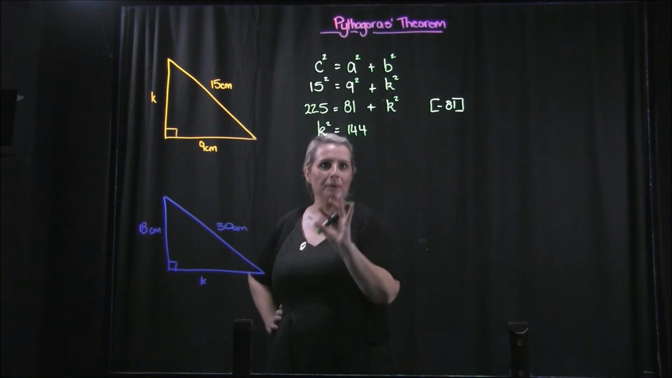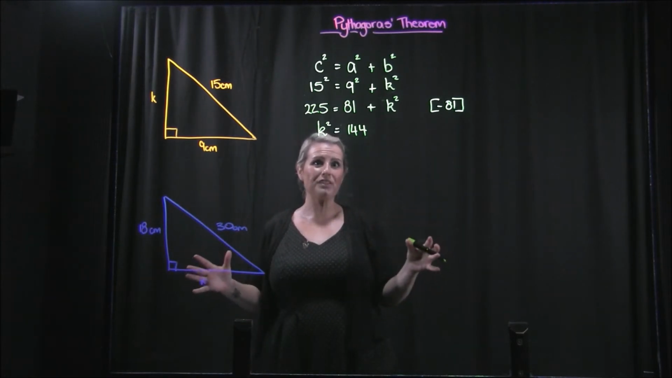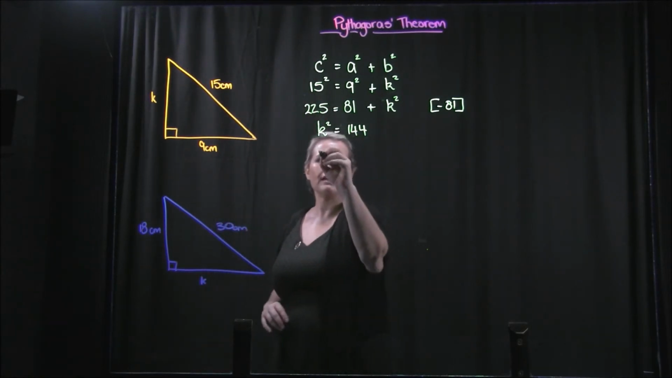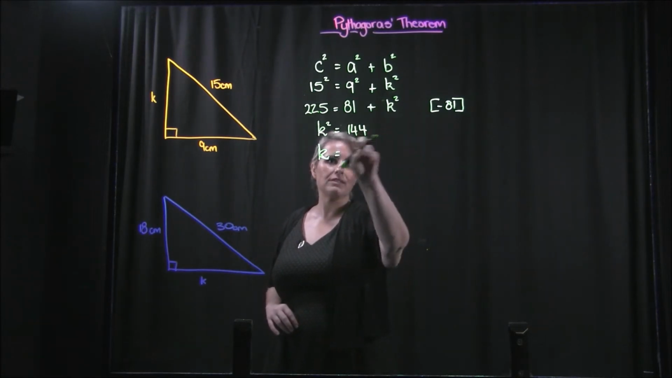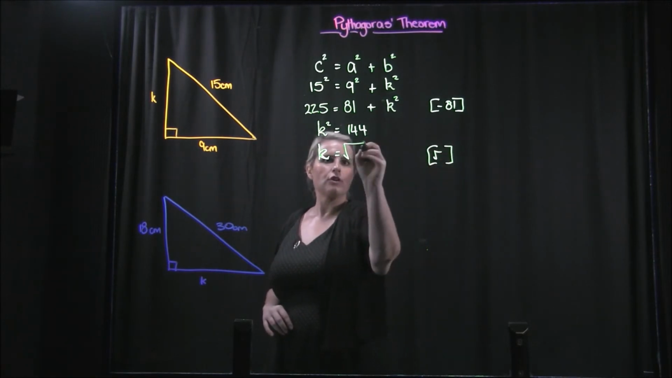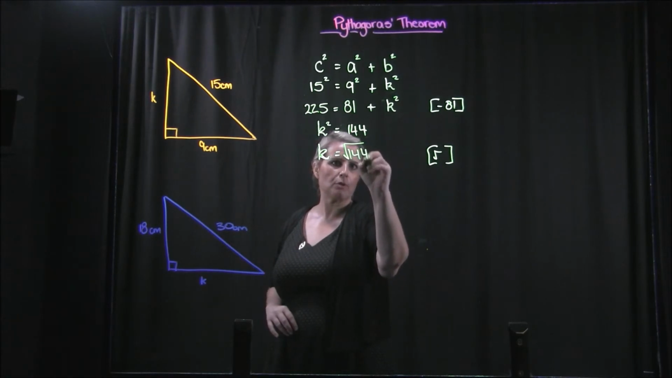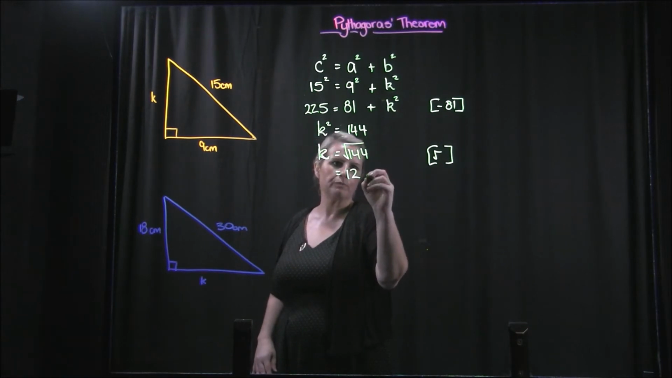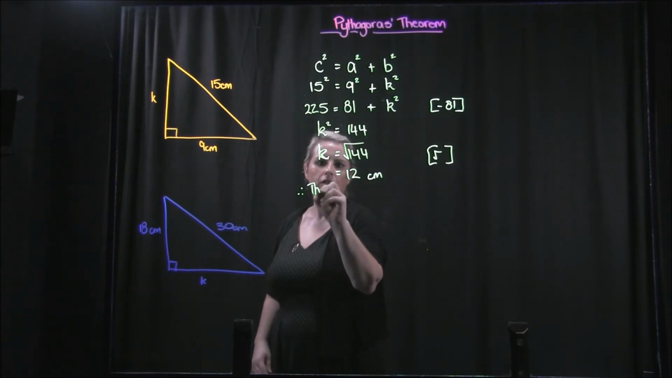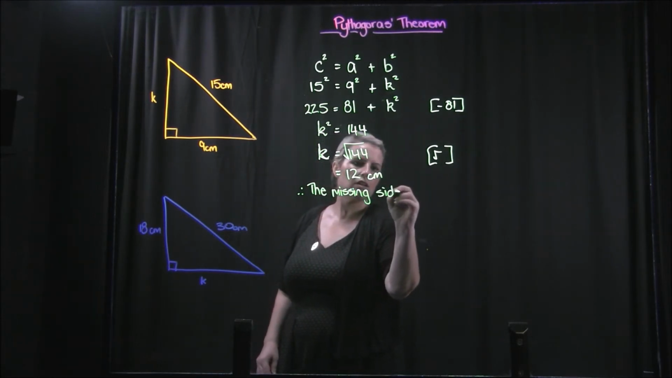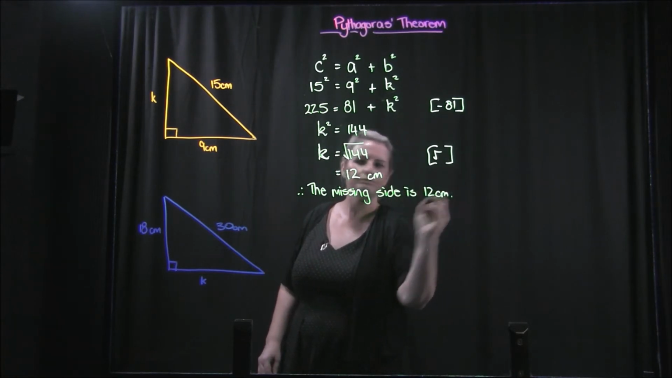So this is the part where people often stop and don't go any further. You only know what k squared is. You only know what this whole square is. You want to know what k is. So to find k, I actually need to do the opposite of squaring. So I need to find the square root. I'm going to square root 144. I put that into my calculator and I get 12. Therefore, the missing side is 12 centimeters.